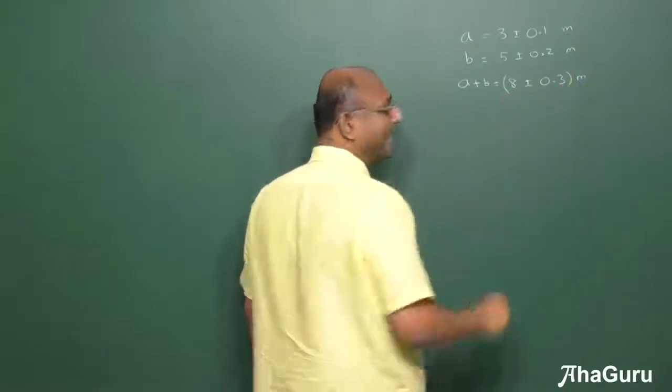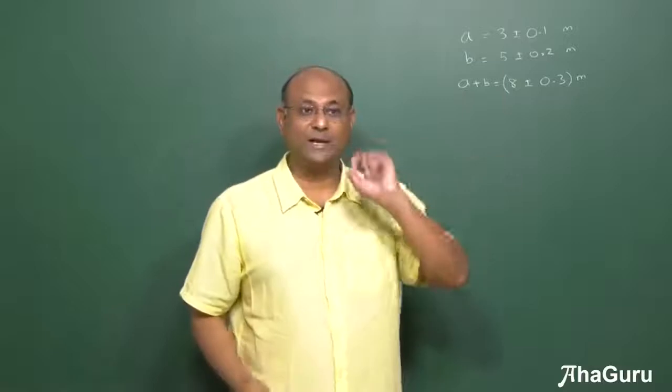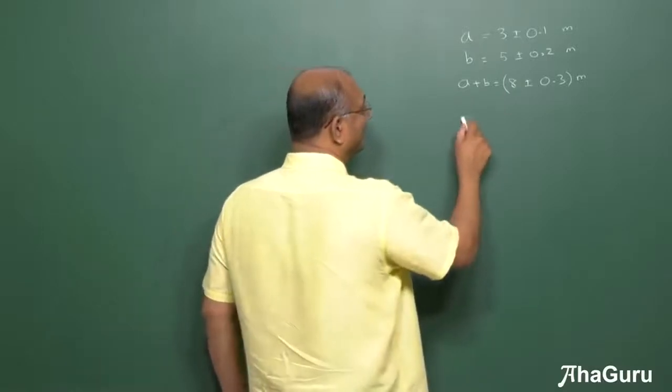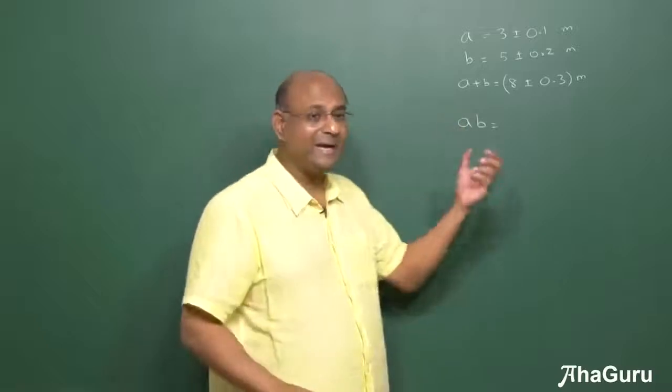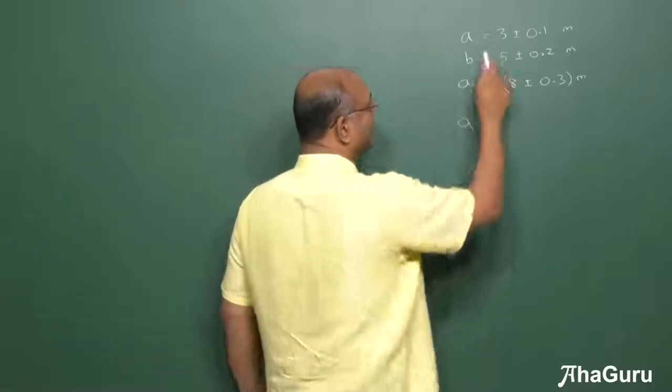The error just simply adds up. This is with absolute error. But if I wanted to find out what happens to A into B, now this becomes a headache. Let us try to calculate A into B.